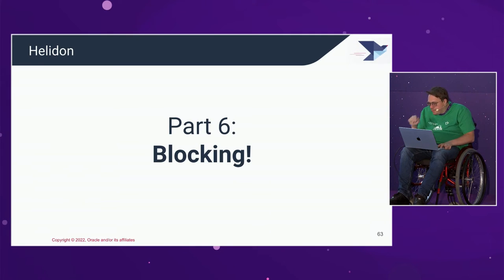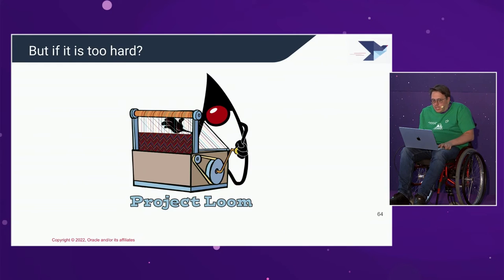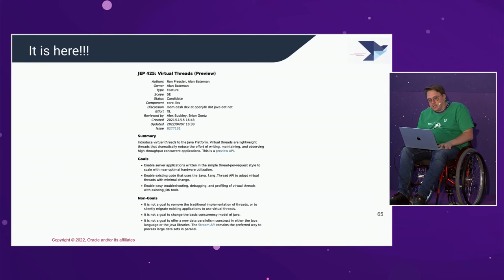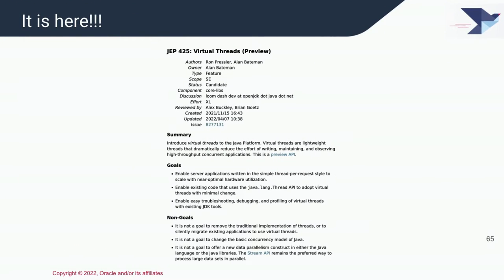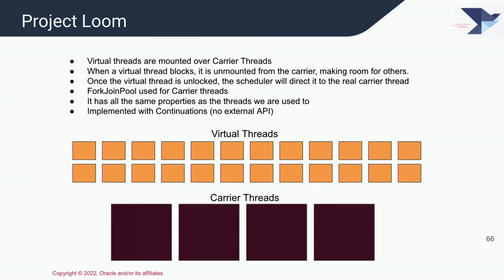Reactive is hard. You probably saw some constructs like Single and all of that stuff. If it's so hard, you can use Project Loom for that. Actually, until the last month, I would call Project Loom an experimental project. But you see, there is a JEP already, which actually pushes it to the real JDK, and you can already use it.